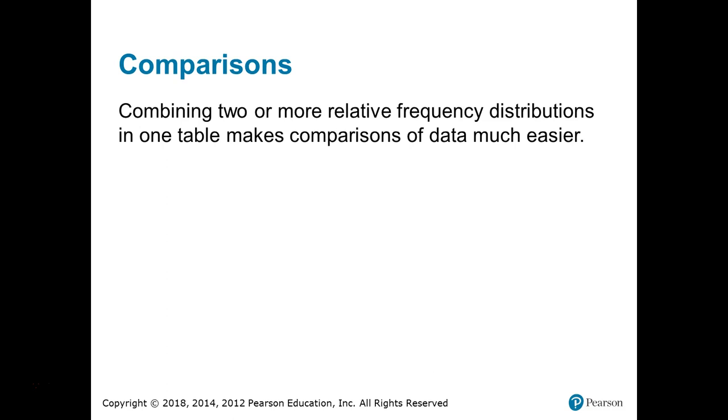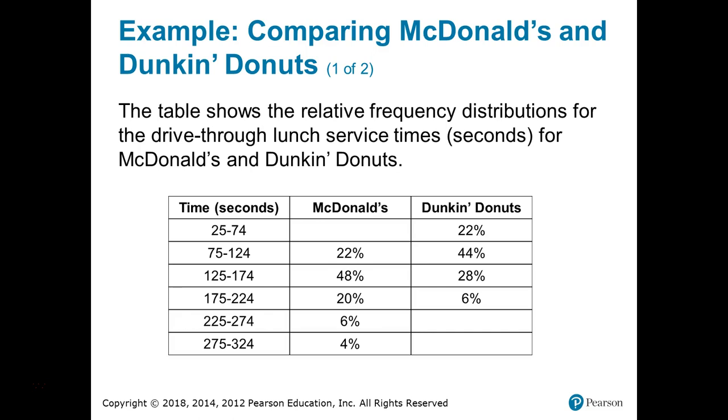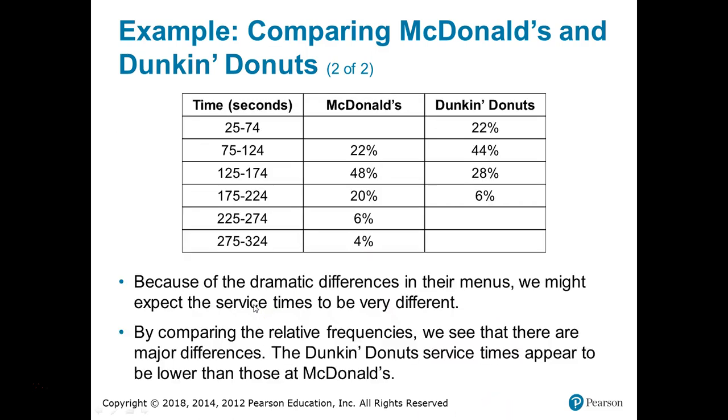Sometimes we might want to make comparisons, so we can combine two or more relative frequency distributions in one table to make comparisons much easier. So the table below shows the relative frequency distributions for the drive-through lunch service times for McDonald's and Dunkin' Donuts. So 0 McDonald's customers had a wait time of 25 to 74. And likewise, 0 Dunkin' Donuts people had anything above 224.